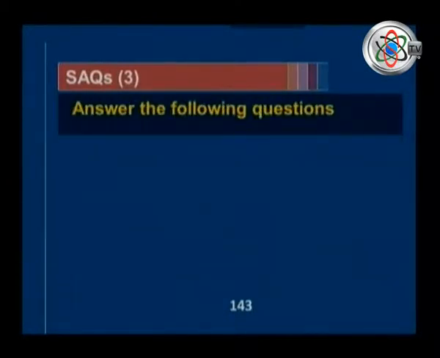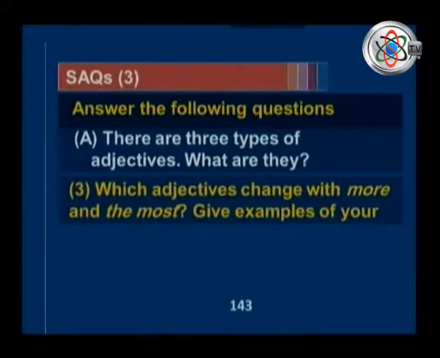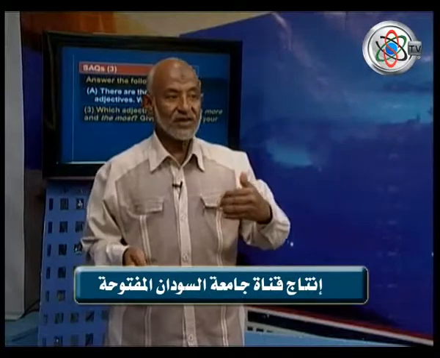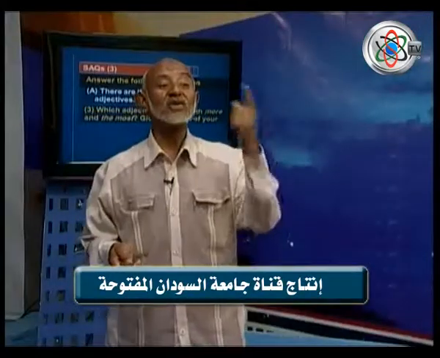Answer the following questions also. There are 3 types of adjectives. What are they? We mentioned. Which adjectives change with more and most? Again, the polysyllabic. Marvelous. Polysyllabic adjectives, adjectives of more than one syllable. For example, dangerous. More dangerous than, the most dangerous.